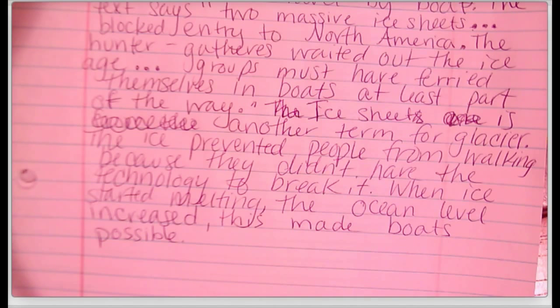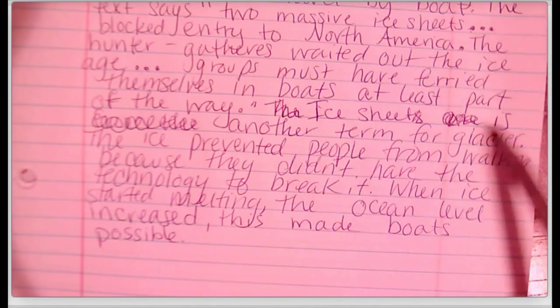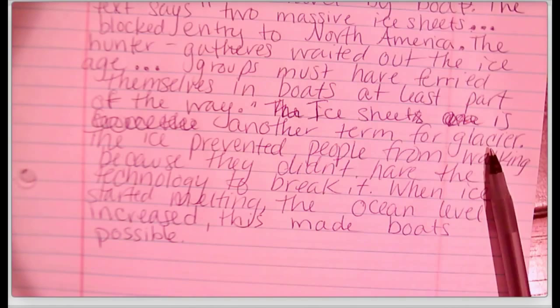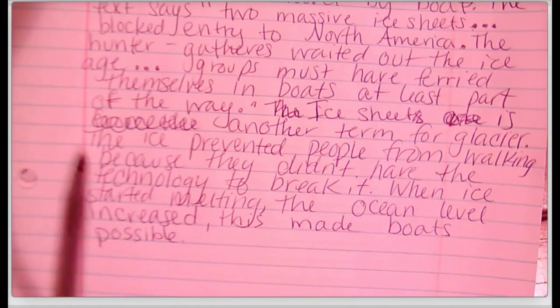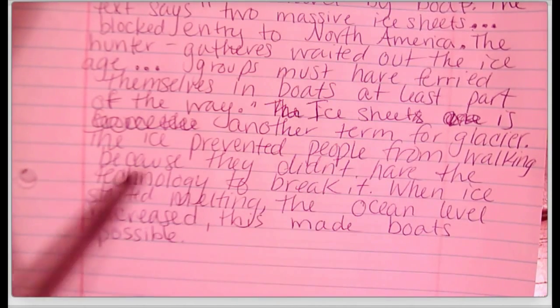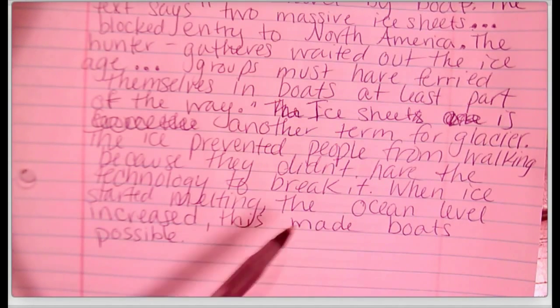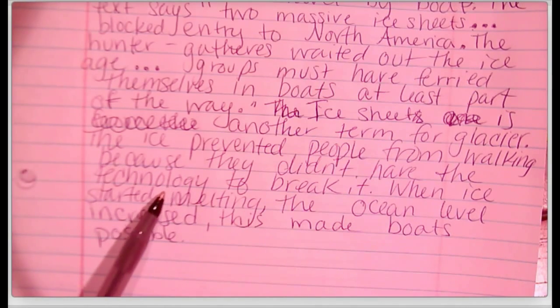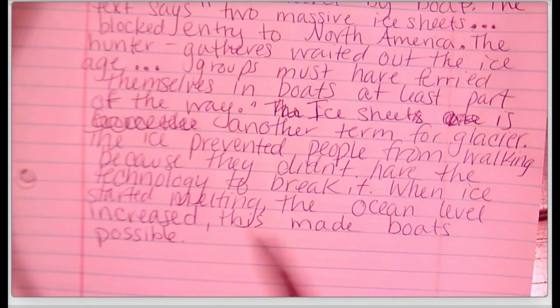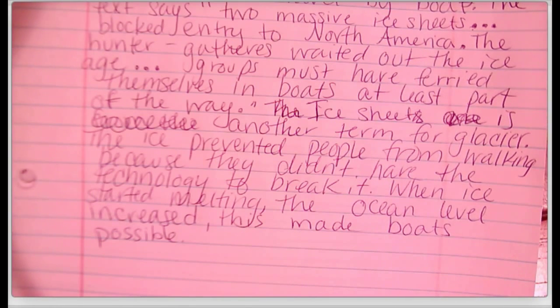All right, I'll kind of share with you mine. So I put, ice sheet is another term for glacier. I'm spelling it out. The ice prevented people from walking because they didn't have the technology to break it. Again, spelling it out. When ice started melting, the ocean level increased. Spelling it out. That might make sense, but I can't infer that you know that. This made boats possible, i.e. I'm spelling out that boats are on water. All right?